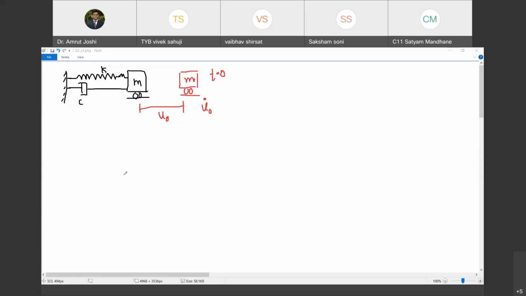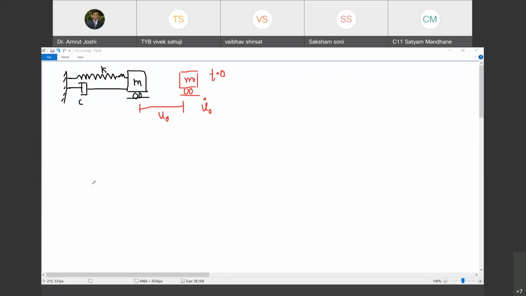We were dealing with the free vibration of damped system, and we have already learned there are three cases. One is called a critically damped system, another is called an overdamped system, and the third one is called an underdamped system. I had to abruptly cut short yesterday's lecture, so we will recall this part.